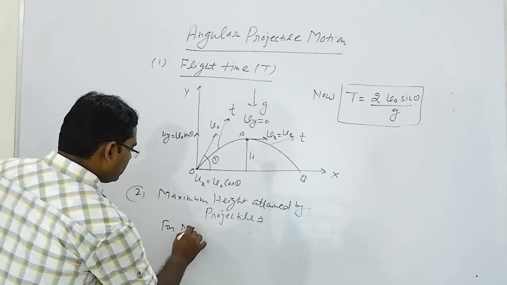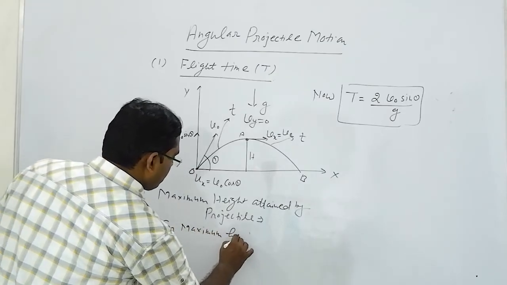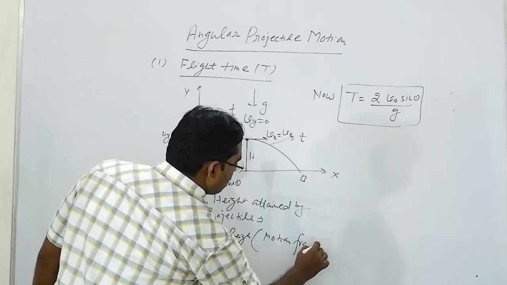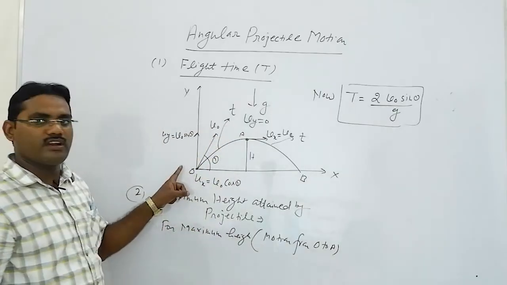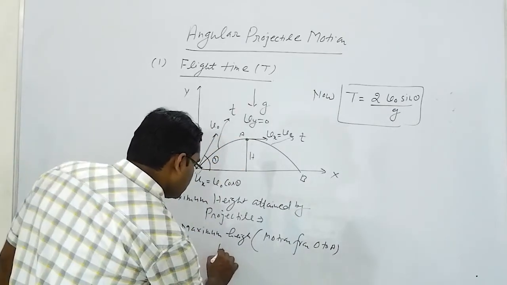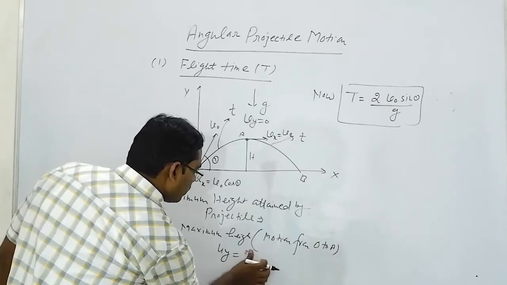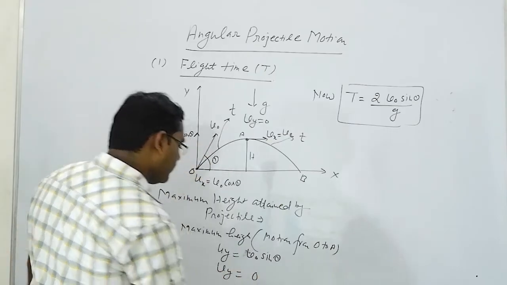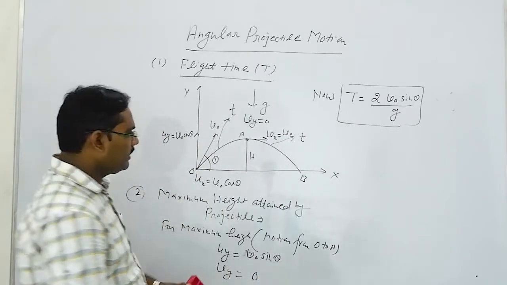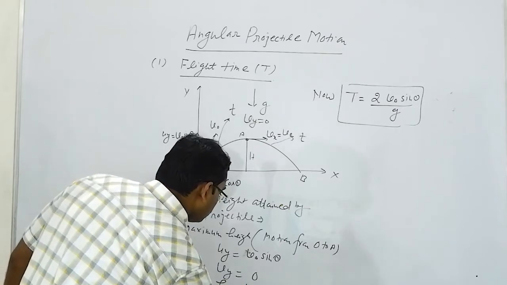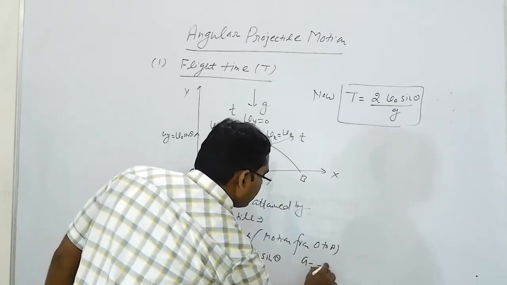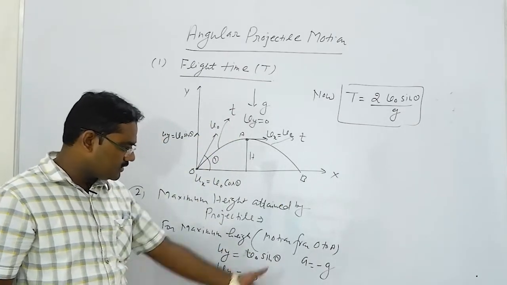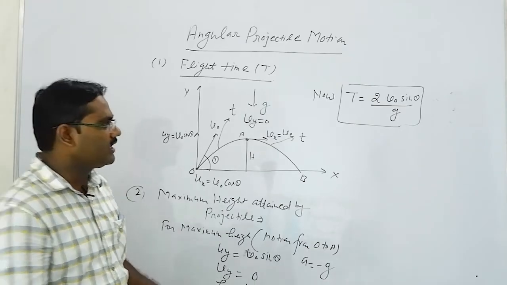For maximum height, that means motion from O to A. What is the initial vertical velocity? Initial vertical velocity is v naught sin theta, the final vertical velocity is 0, the height is capital H, and acceleration is minus g. According to this information, we use the third equation of motion.